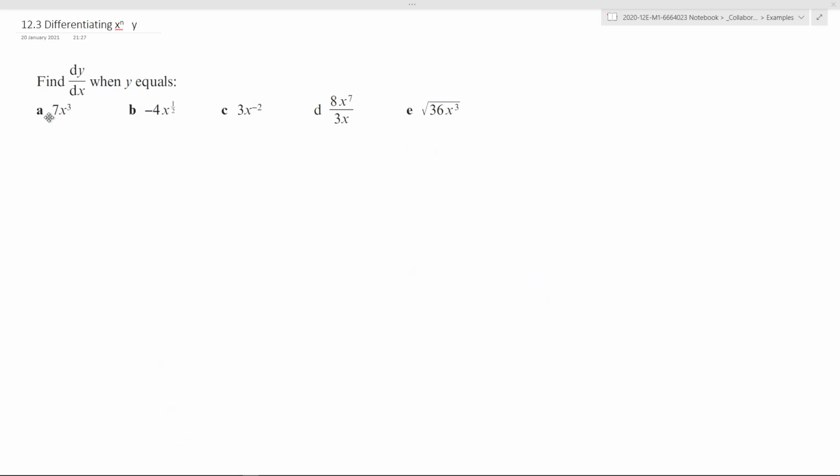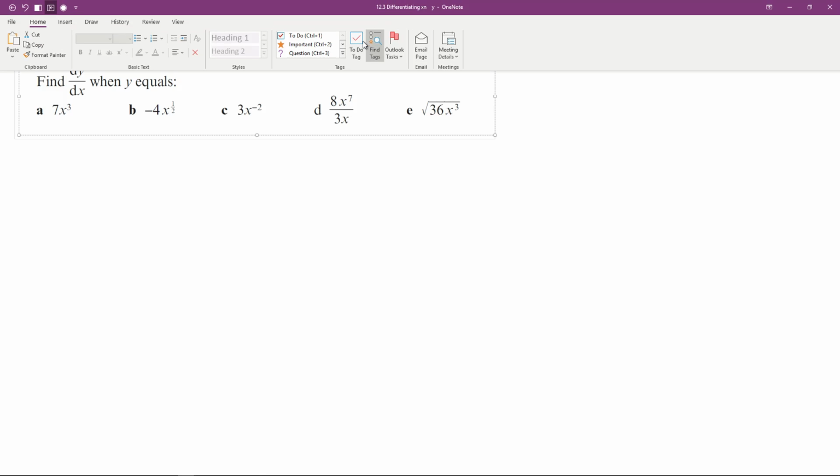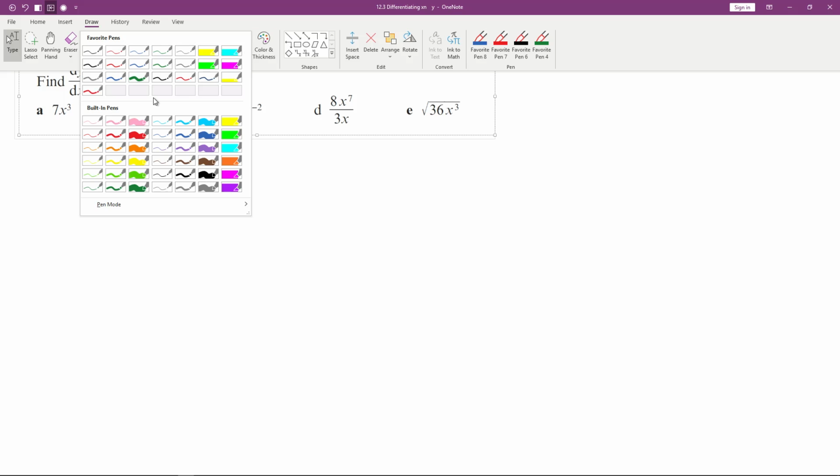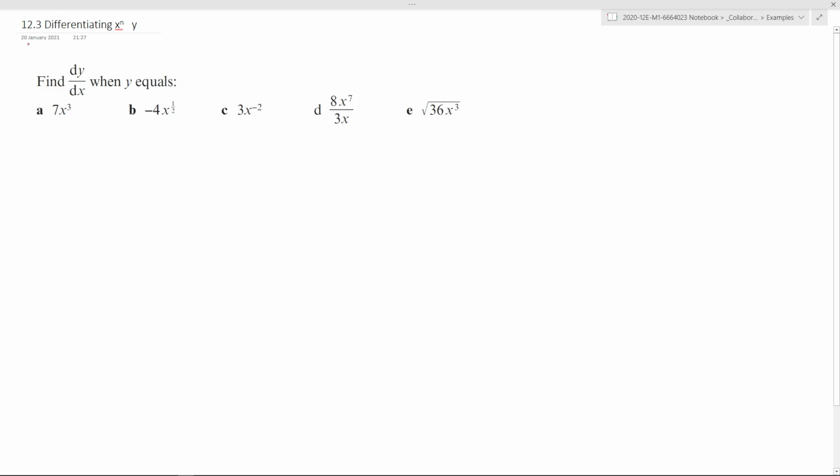Okay, with these examples, we've got to find our derivative in terms of dy over dx. So let's do that. Just change pen. Right. For a, we have y is equal to 7x cubed. So dy over dx is equal to 3 times the 7, which is 21, x to the power of 3 minus 1, squared. Let's look at b.